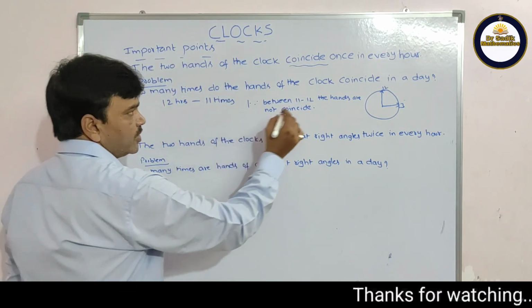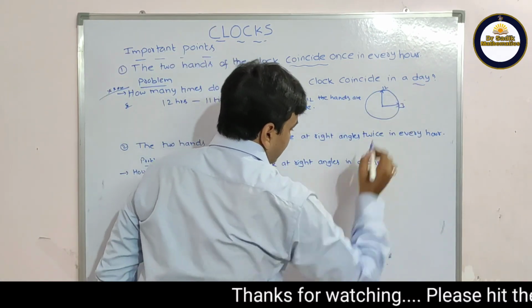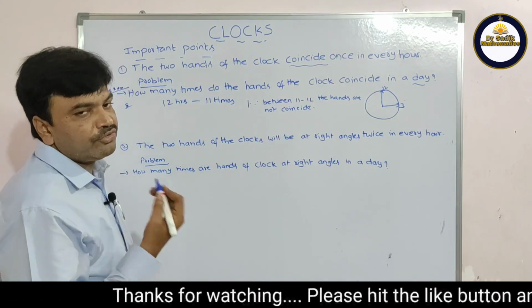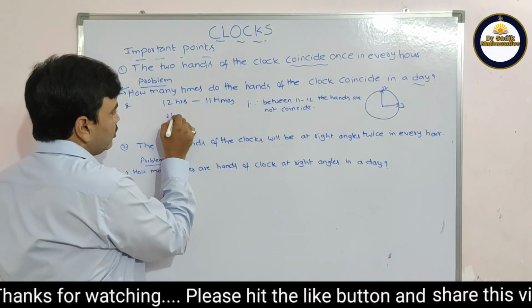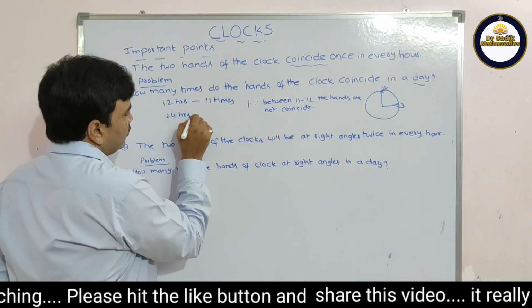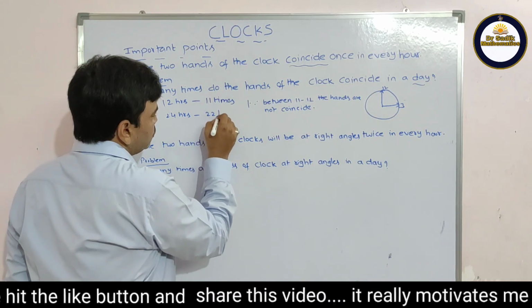So what did he ask, friends? Coincide in a day. In a day means for 24 hours. So 24 hours, how many times, friends? 22 times.